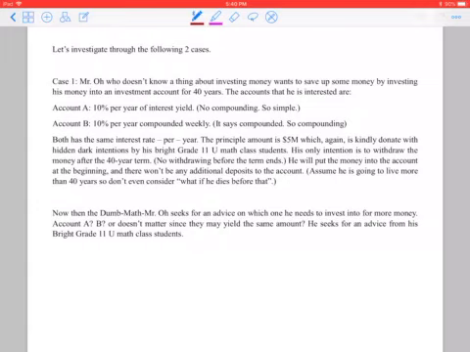Account B says 10% per year compounded weekly. So it says compounded weekly, and that means it is compound interest. Both have the same interest rate per year. The principal amount is $5 million, which is kindly donated, with hidden dark intention, by his bright grade 11 math class students. His only intention is to withdraw the money after the 40-year term.